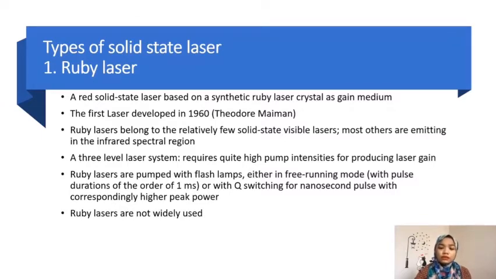Ruby laser belongs to the relatively few solid-state visible lasers. A visible laser is a laser that emits visible light. Most lasers emit in the infrared spectral region. Infrared is invisible light with a longer vacuum wavelength.